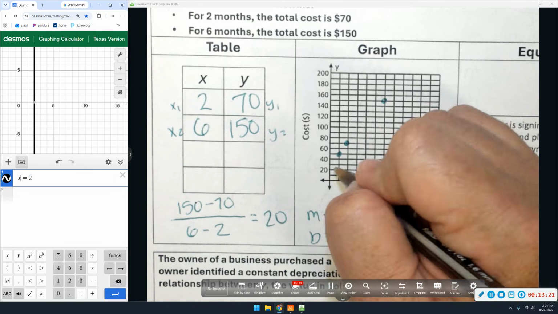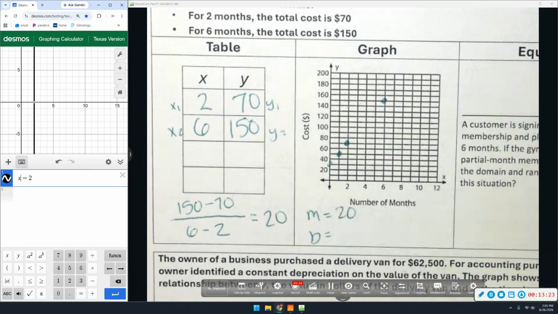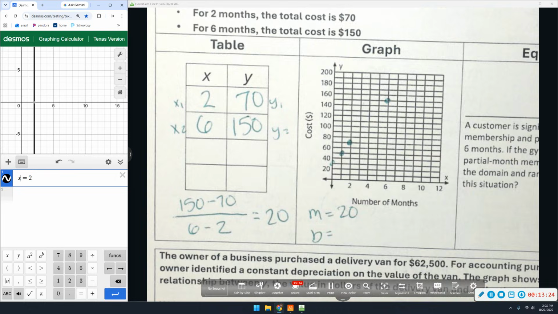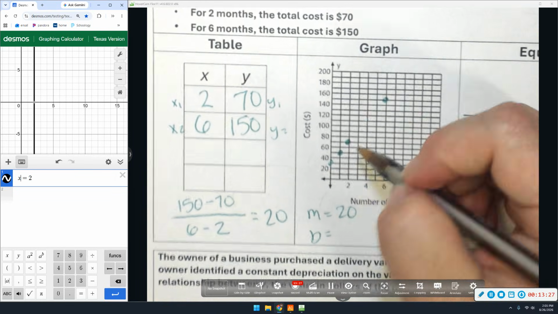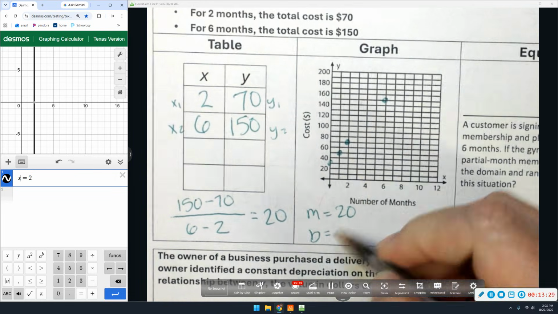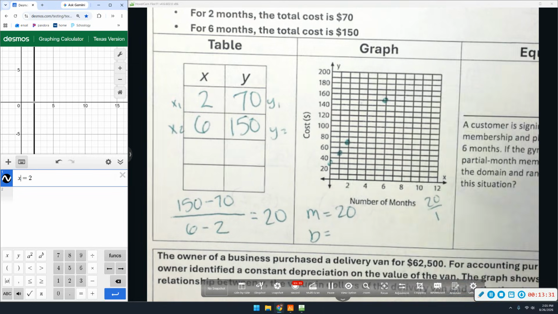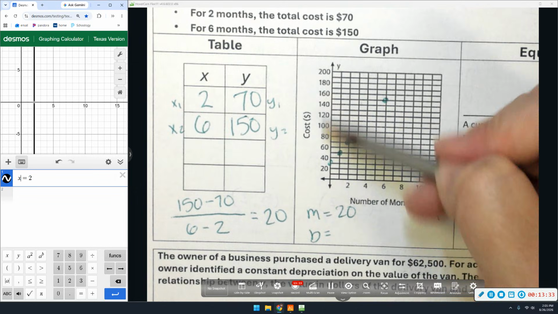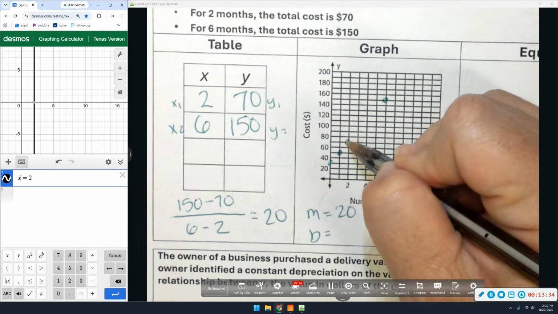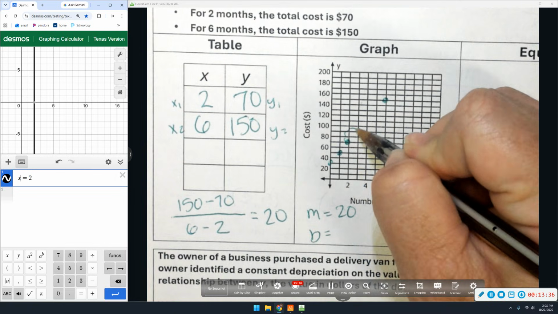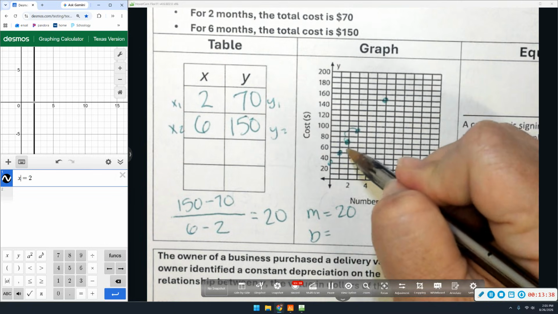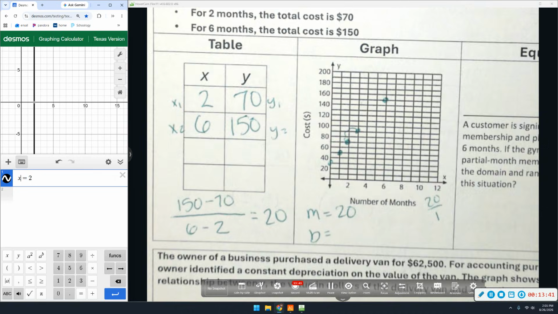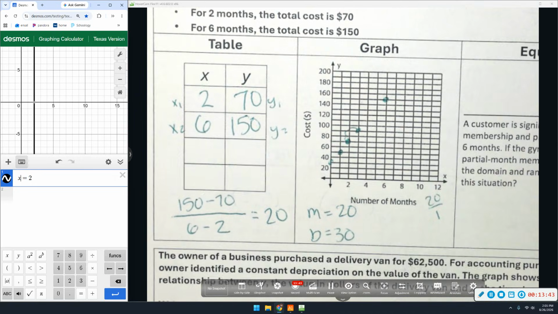What? 30. Does that follow the pattern? Yeah, you could also have realized this is 20 over 1 for my slope, right? Well, isn't my y's counting by 10? So up 10, 20 over 1. And then I could also go down 10, 20, left 1. So both of those would work. So my b is 30.